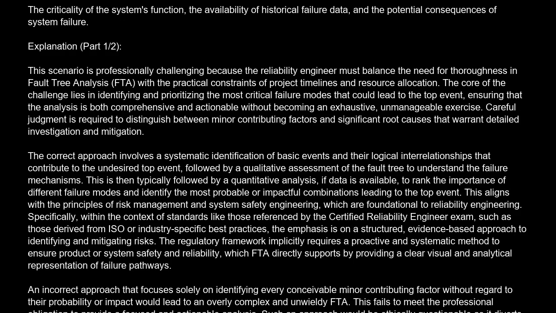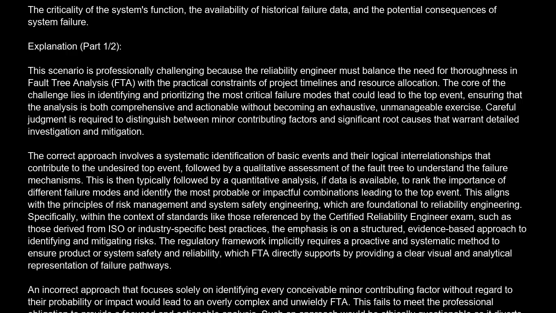The correct answer is C. The criticality of the system's function, the availability of historical failure data, and the potential consequences of system failure. Explanation. This scenario is professionally challenging because the reliability engineer must balance the need for thoroughness in fault tree analysis, FTA, with the practical constraints of project timelines and resource allocation.